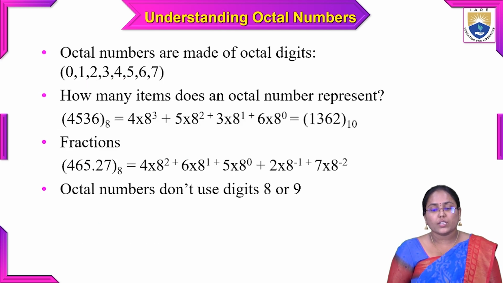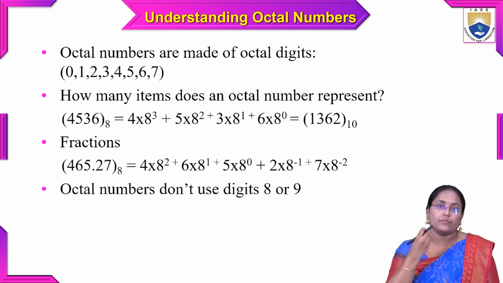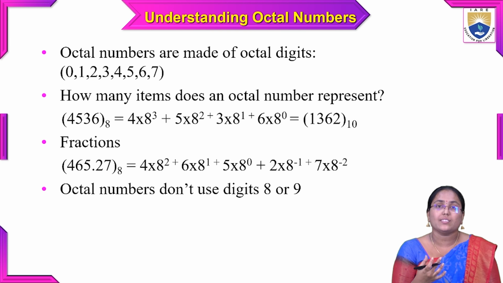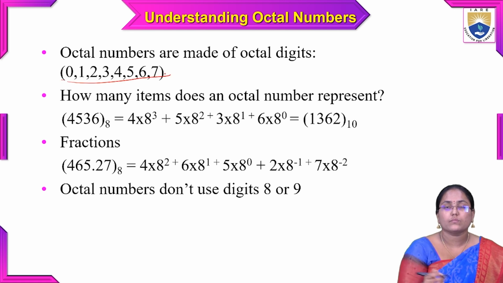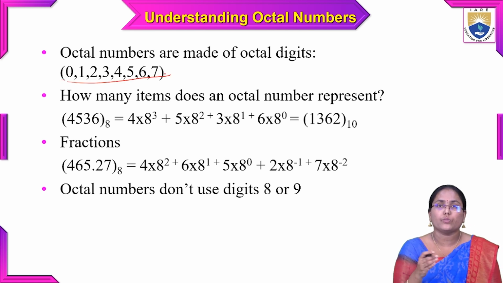Okay. So next come the octal numbers. The word octal itself says that it has 8 digits. So when you consider octal numbers, the range will be from 0 to 7 only. Okay, if you count all the numbers 0, 1, 2, 3, 4, 5, 6, 7, the total will be 8 digits over there. So now, how many items does an octal number consider?